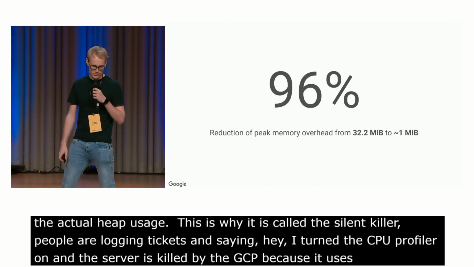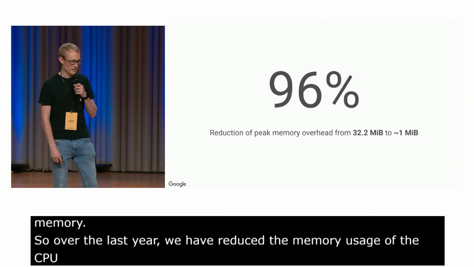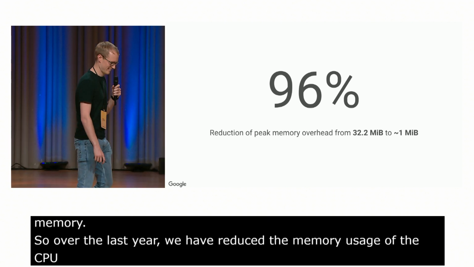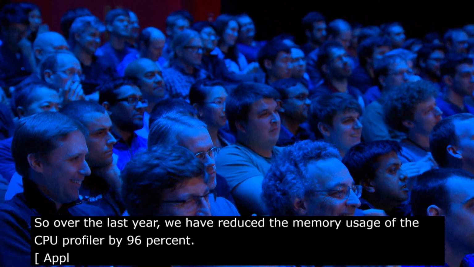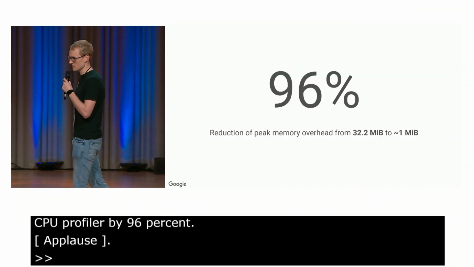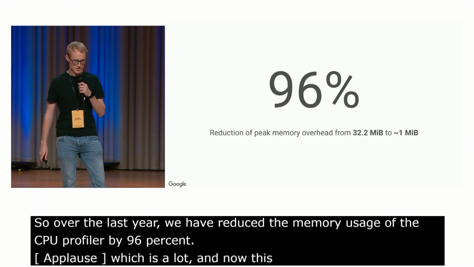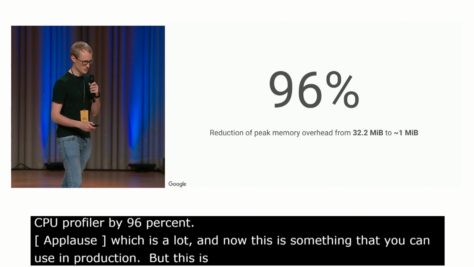So over the last year, we've actually reduced the memory usage of the CPU profiler by 96%. Which is quite a lot, and now this is something that you can actually reliably use in production. But this is Blink on, not Node.js on, so why am I talking about this?